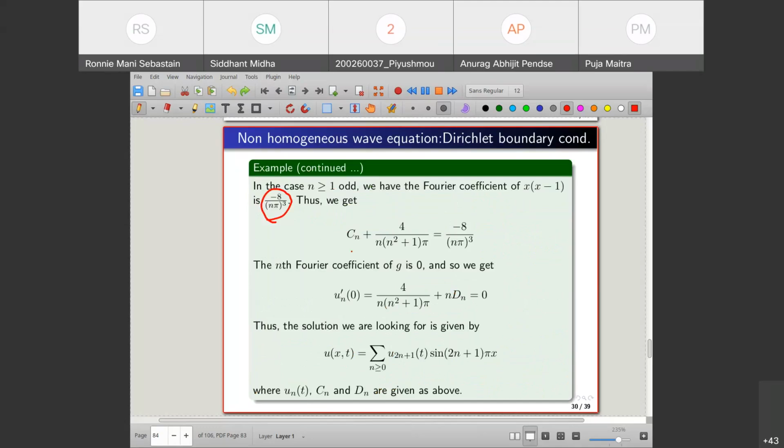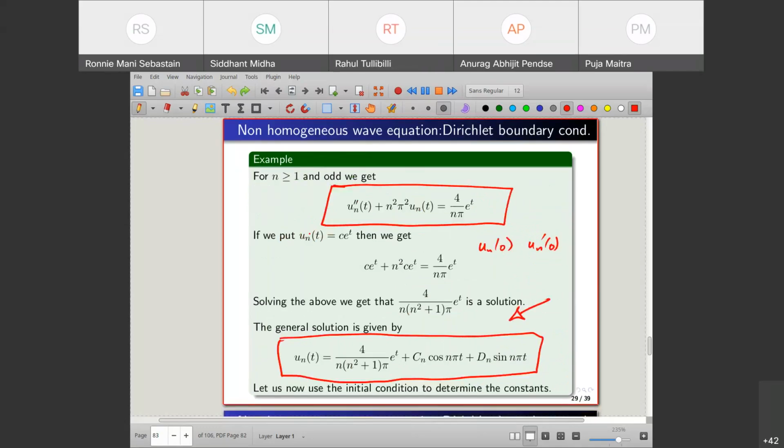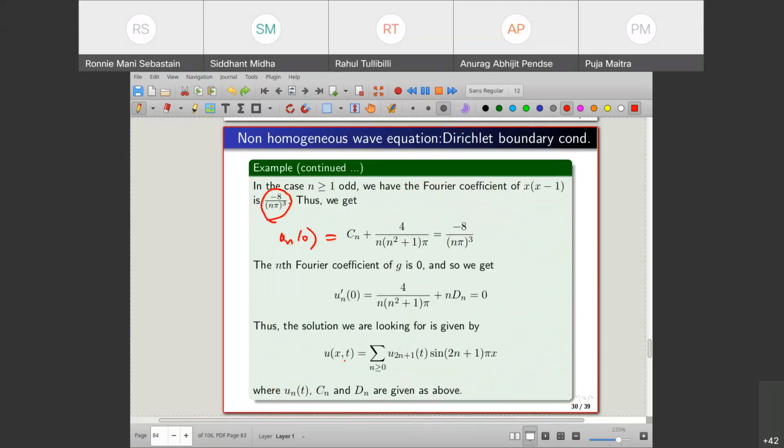So this is going to be equal to this, which should be un(0). Let's just check. When I put t equal to 0, is this the term that we get? That's correct. When we put t equal to 0, we get this thing, and we want this to equal this Fourier coefficient.